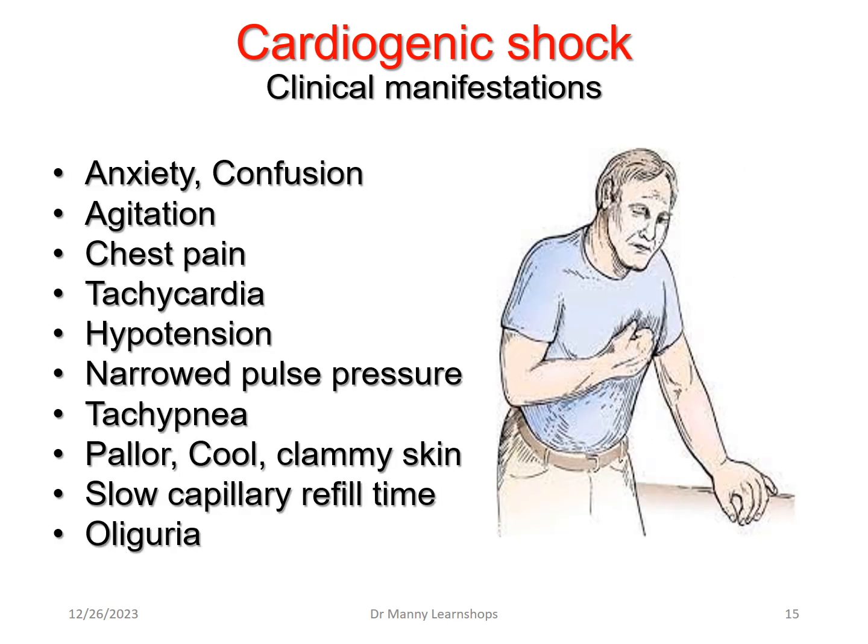What are some of the clinical manifestations? Anxiety, confusion, agitation, chest pain, tachycardia, hypotension, and narrow pulse pressure, indicating low volume, low cardiac output. Tachypnea, pallor, cool, pale, clammy skin. A slow capillary refill time, which is prolonged by more than 3 seconds, and not making urine, oliguria, or making less urine.